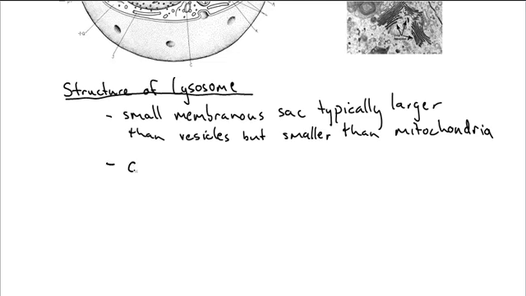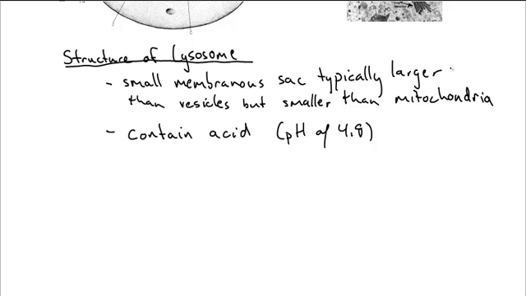And they contain acid. In fact, they have a pH of 4.8. And your cell is just slightly basic, just over a pH of 7. So this is pretty low for it. And as I said above, hydrolytic enzymes.